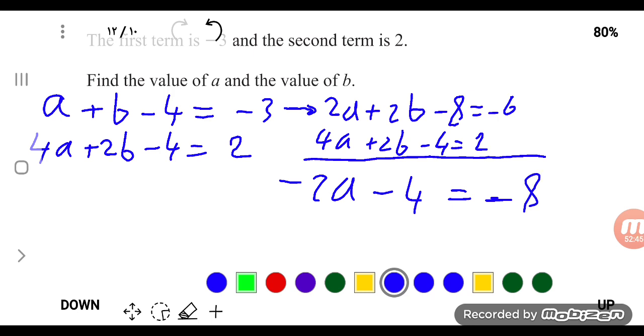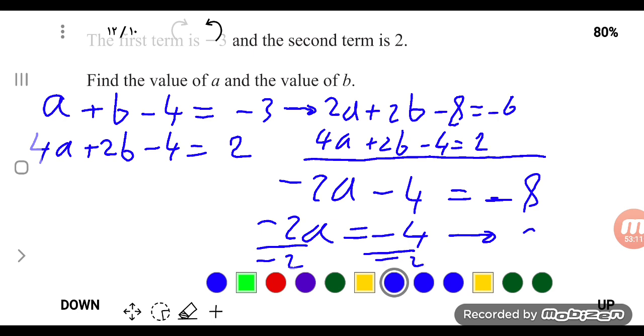Now take 4 to the other side. You get -2a equal -8 plus 4, and this will be -4. If you divide both sides by -2, you get a equal 2, and that is the value of a.